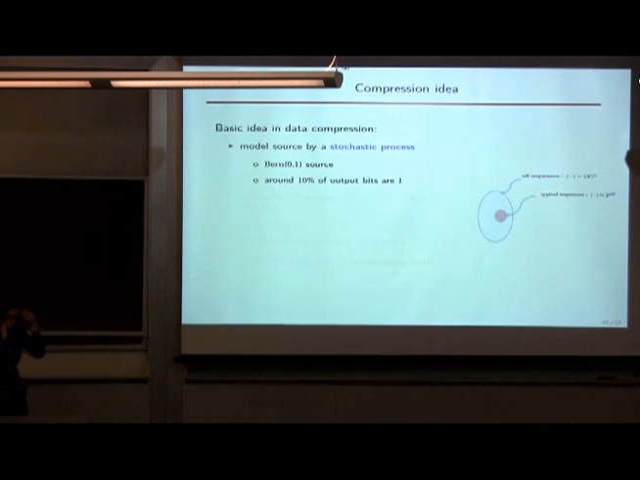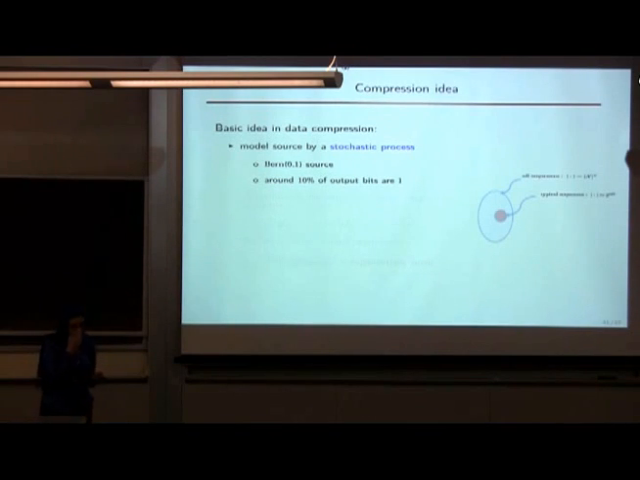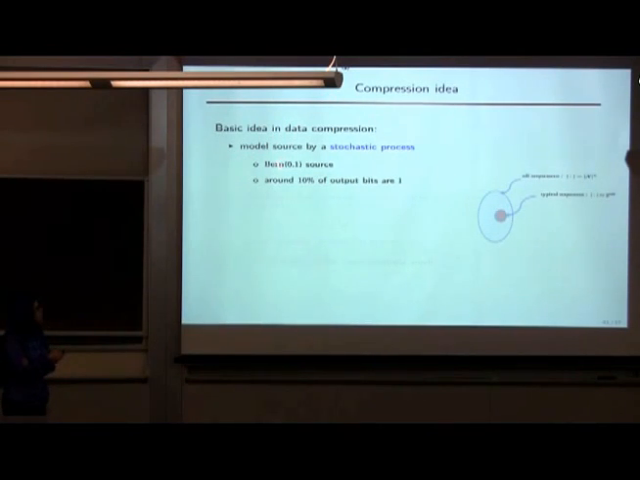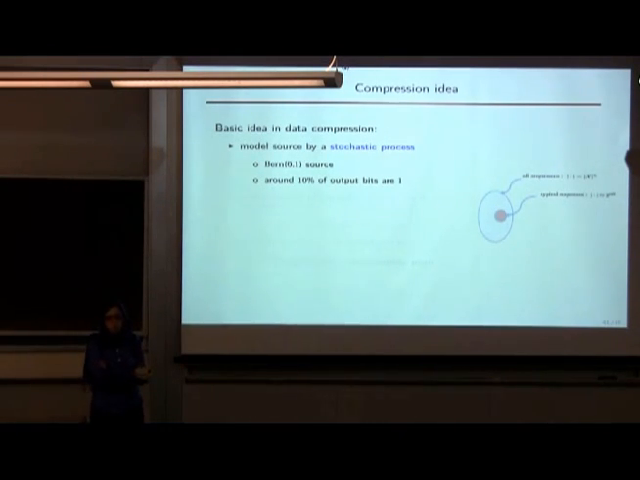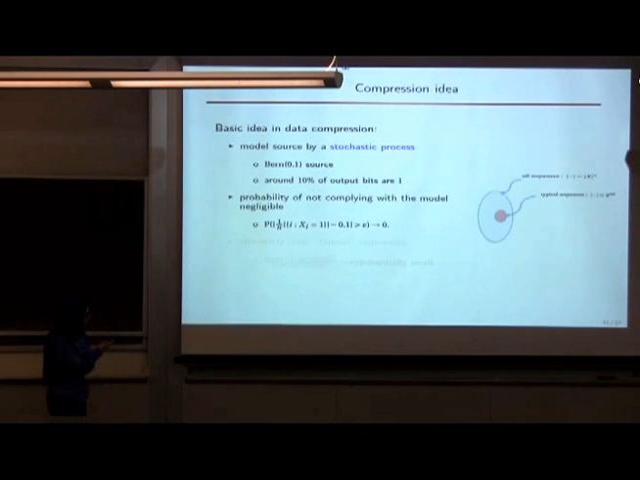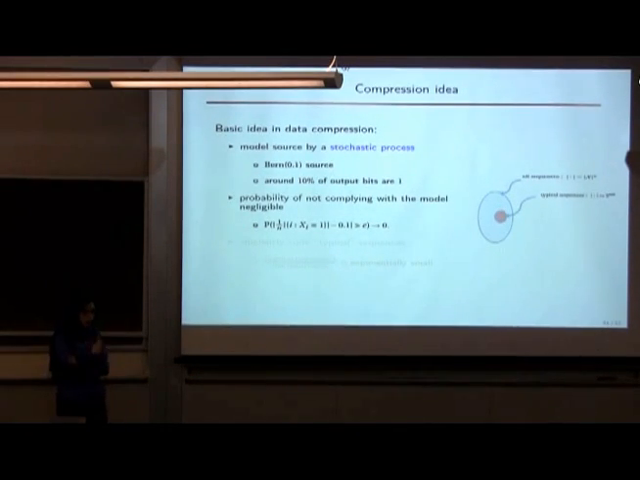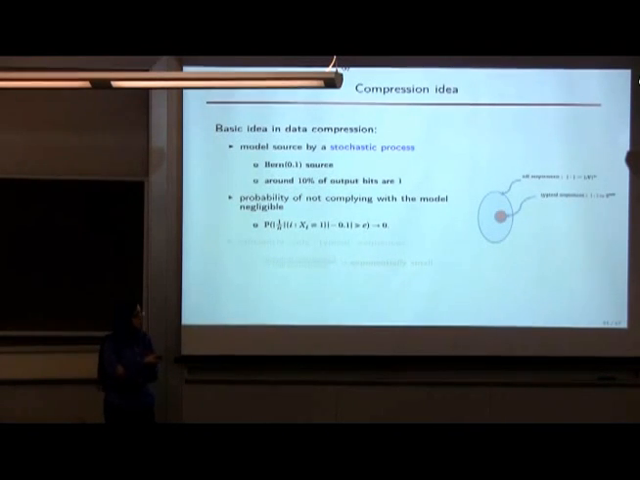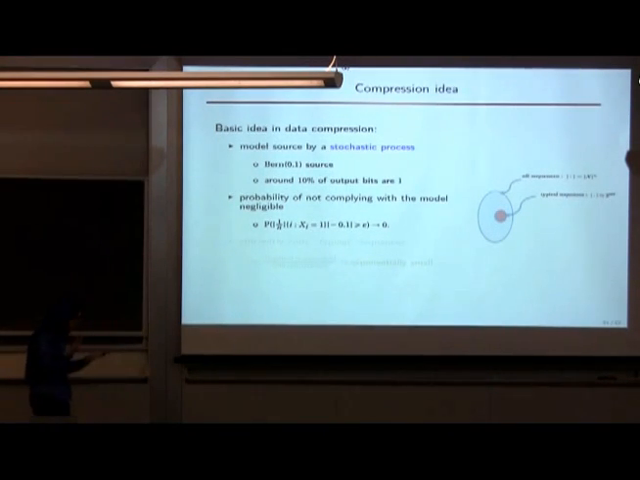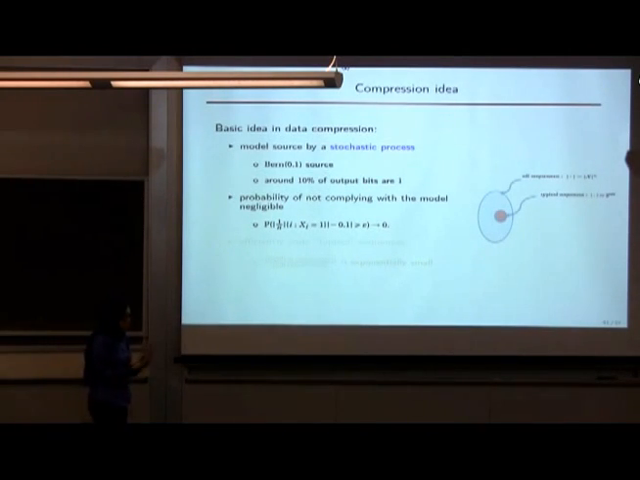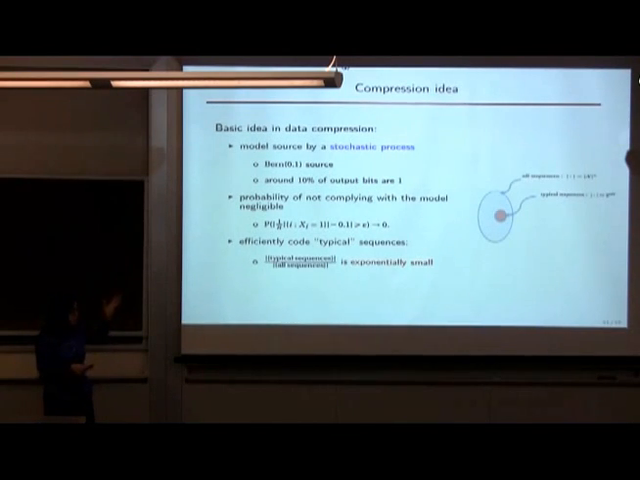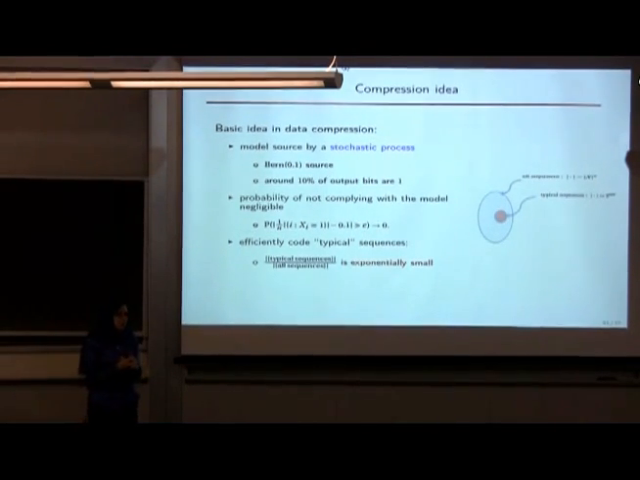Now the basic idea in data compression, as I mentioned, is modeling the source. We model the source by a stochastic process. For instance, I have a binary source, and I model it by a Bernoulli 0.1 source, meaning I expect 10% of my output bits to be 1, the rest to be 0. If I use this model, it turns out the probability that my output sequence does not comply with this model is exponentially small. We can compute this. For instance, in this example, the probability that the percentage of ones at the output deviates from 0.1 is exponentially small. So it tells us that, under this model, it's enough to code efficiently those typical sequences.